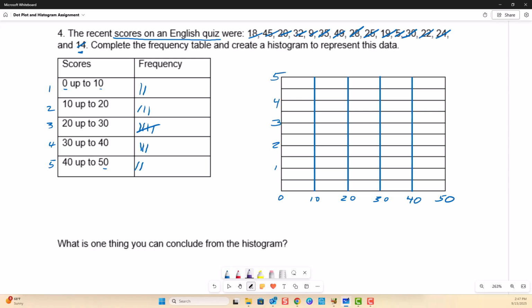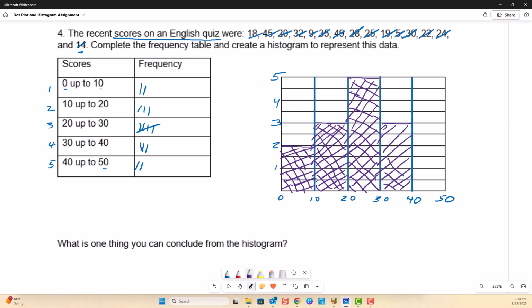Now I'm just going to make my bins. Now I'm going all the way up to 5 here. I have 3 in my next bin. And 2 in my last bin.